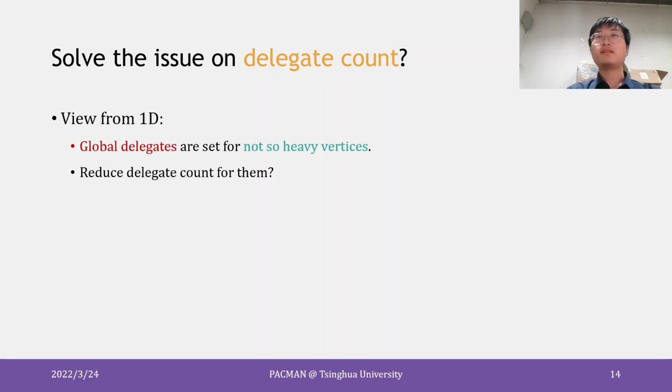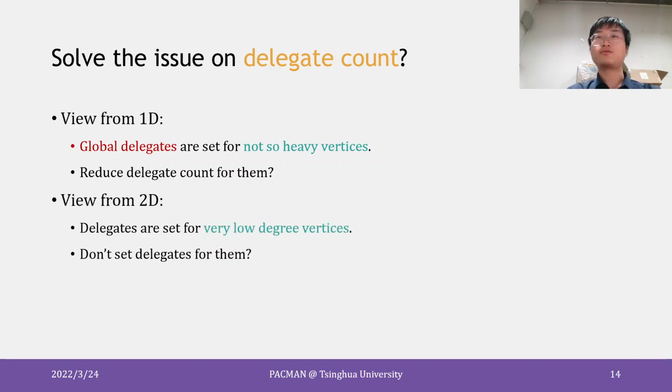If we look at the 1D method, the problem is that with that many hub vertices, global delegates are created for those not so heavy vertices. Such vertices usually do not have that many edges to connect to most other nodes, which instead introduces redundant communication. On the other hand, if we look at the 2D method, it creates delegates for all vertices, even including those with very few edges connected. Those low-degree vertices had better have no delegates, to avoid redundant communication and maintenance work. We thus see a chance to combine the methods together.